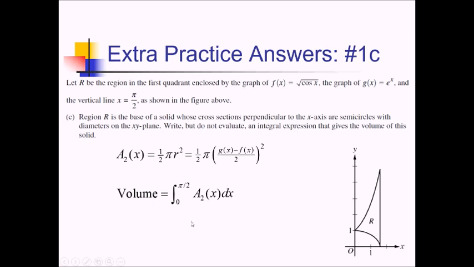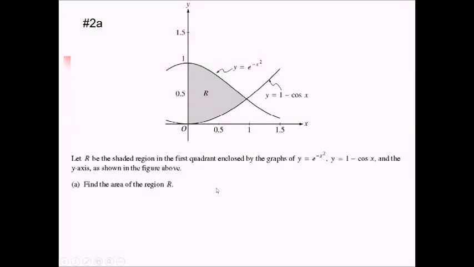For this calculator-based free response problem, we are given this shaded region R in the first quadrant between e to the negative x squared and 1 minus cosine of x. And our first task here is to find the area of this R region. So I'm going to make my life a little bit easier by defining these functions as f of x for the e to the negative x squared and g of x for the 1 minus cosine of x. That way I don't have to keep rewriting them.